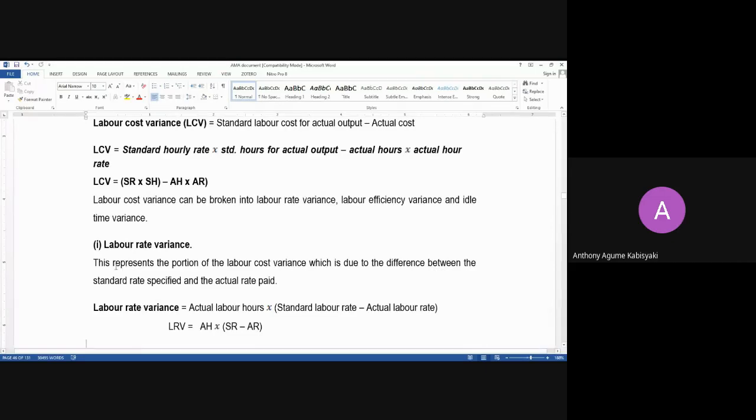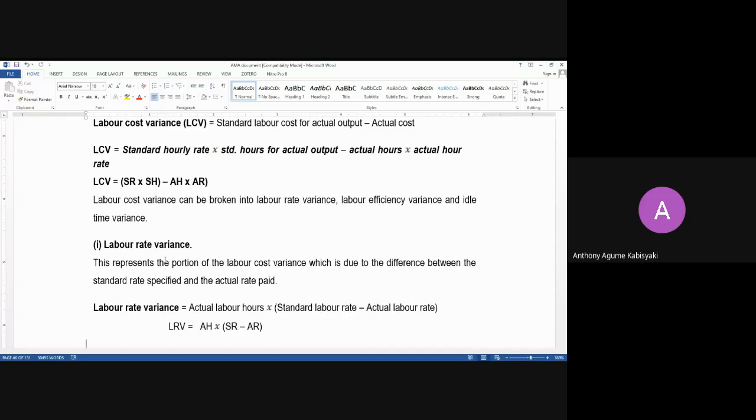So when I talk of labor rate, you're basically comparing the standard. What had you planned to pay to remunerate the workers? And then you compare with what you've actually paid and see, is there any variance? Because if you find that what you had planned is the same as what you've actually paid, then that means there is no variance. There is nothing to really look at, because whatever you had planned is what I've exactly paid. But in most cases, you find that that may not be the case.